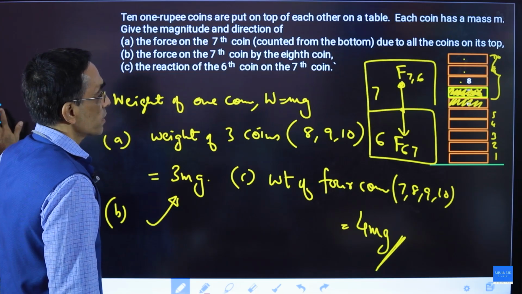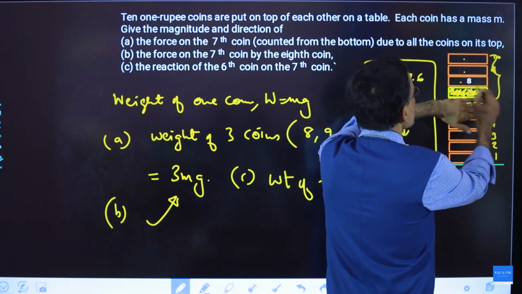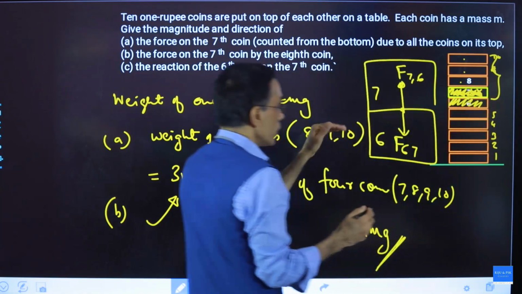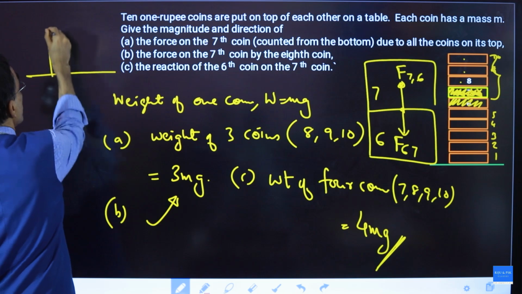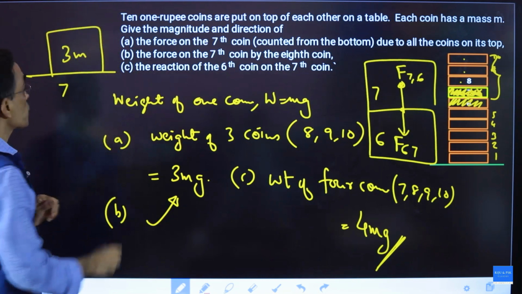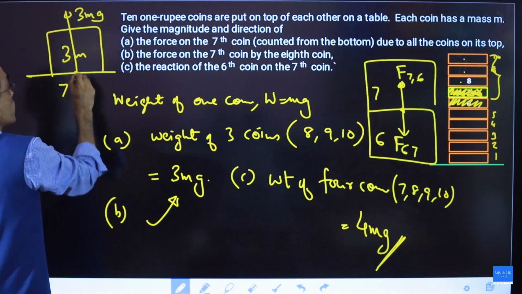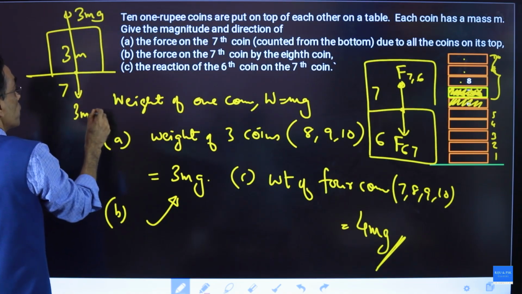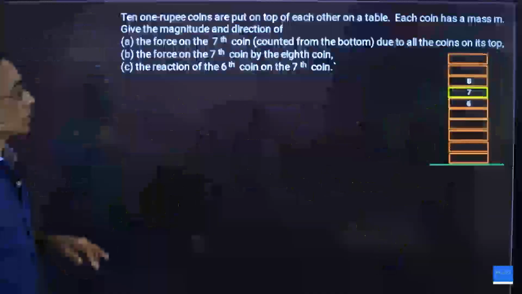Right. If you consider the 7th coin as the surface, there is a 3m resting on top. So, the normal reaction here must be equal to 3 mg, and the force acting downward should also be equal to 3 mg. Okay. So, please work out that question.